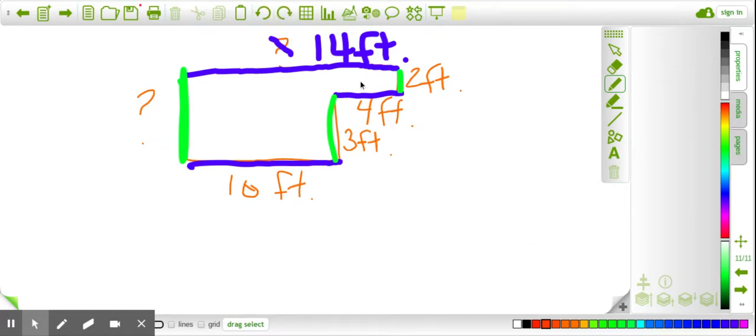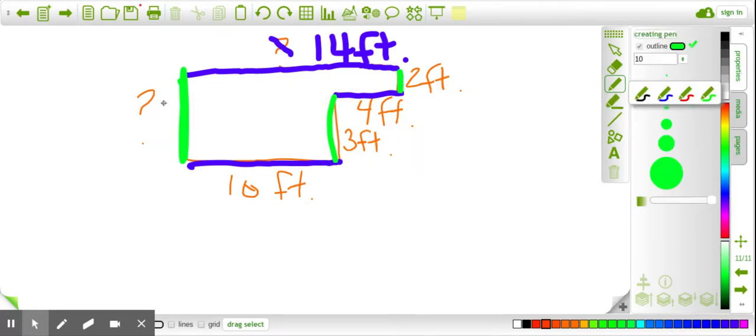Okay, so I can use this 3 feet and this 2 feet here to figure out this unknown over here. Because if I were to pick up this 2 feet and bring it right here to fill in the space, together the 3 and the 2 would be the same as this vertical line. So in order to figure out this unknown, all I have to do is add 3 plus 2, which is 5 feet.